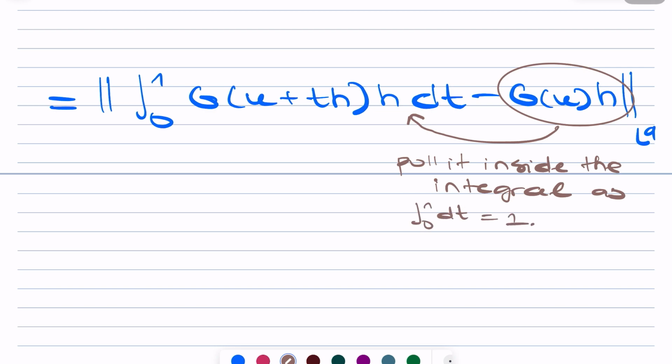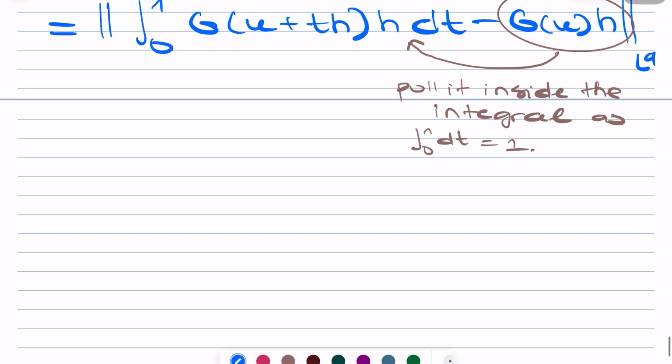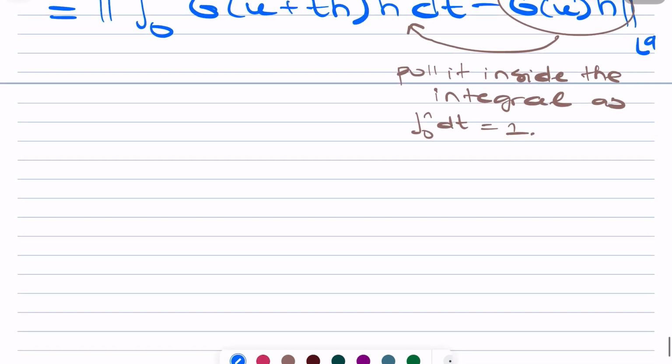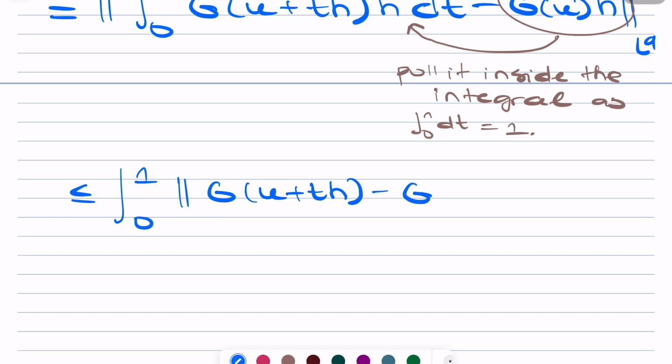So if you put it inside, and then use the triangle inequality, this is equal to the integral from 0 to 1 of the norm of g of u plus th minus g of u, everything applied to h, the norm of this in LQ, dt.